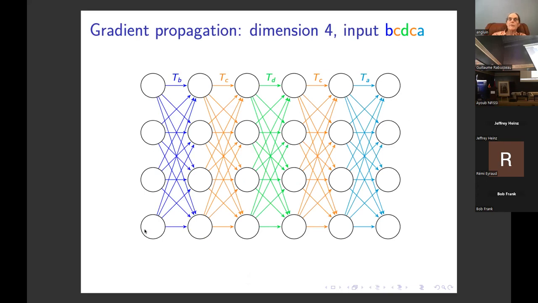Well, this is a kind of picture of the computation of the PAN on a string of length 5, B, C, D, C, A. Each layer represents the multiplication by the transition matrix for that symbol. So I color-coded them. What I've not shown is the connection of the transition matrices to the weight matrices. Each one connects to its weight matrix. But this is a picture of the computation graph through which the loss needs to be propagated backwards from the right-hand side to the left-hand side in order to figure out what the weight updates are.